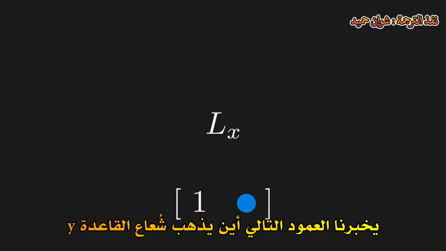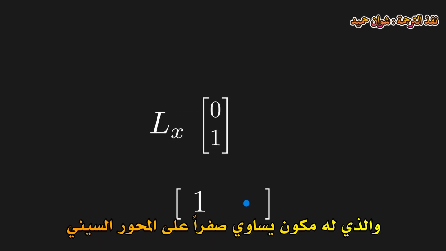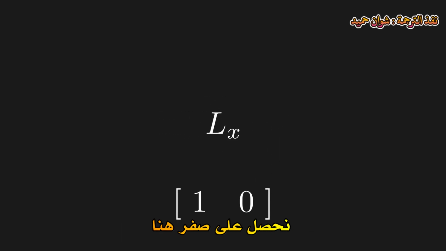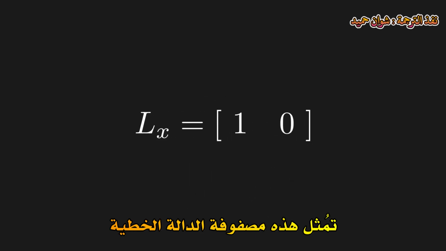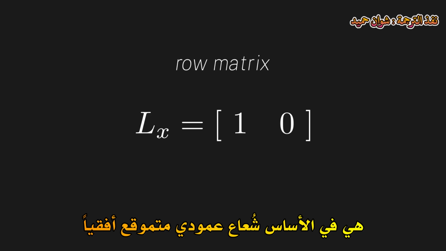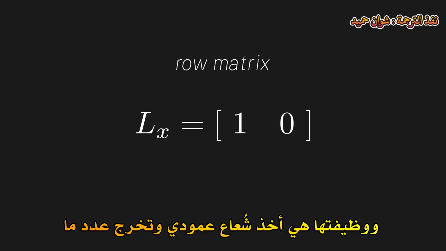The next column tells us where the y basis vector goes. So, plugging in 0, 1, which has a component of 0 on the x-axis, we get a 0 here. And this is the matrix of this linear functional. So we see that we get what's called a row matrix. It's essentially a column vector on its side, and what it does is it takes in a column vector and spits out a number.